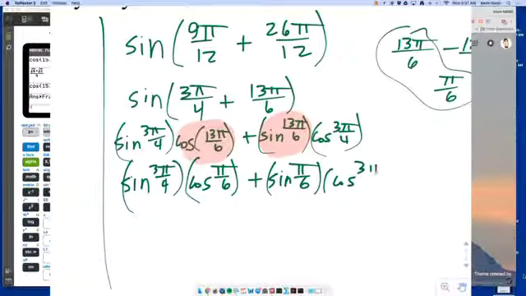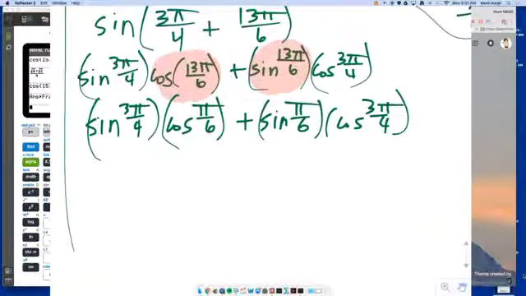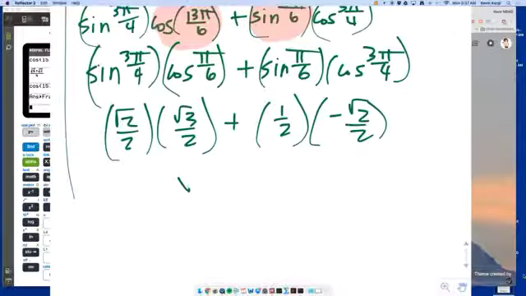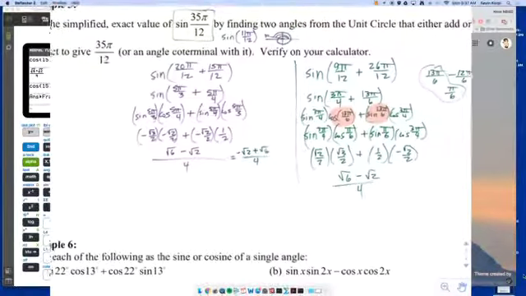And once you do that, now it's unit circle time. So you'd end up with square root of 2 over 2, square root of 3 over 2, plus 1/2, and negative square root of 2 over 2. And you still end up with the square root of 6 minus the square root of 2 over 4. Same answer.